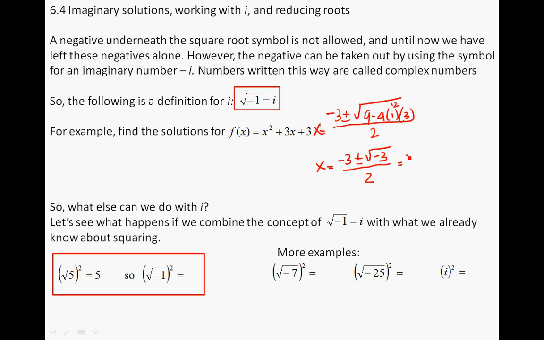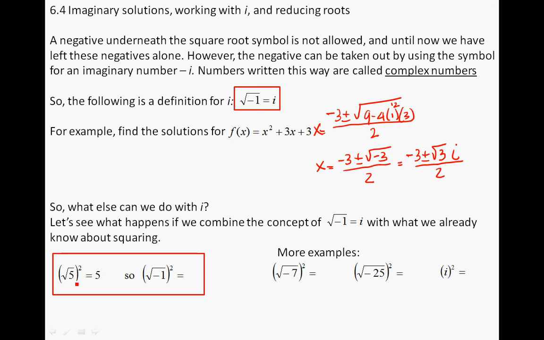But from now on, we're going to want to do this. We're going to write this as the square root of 3, and the negative, we're just going to pull it out. That's an i, and that's a 2. So now we're going to say that this quadratic has two imaginary answers: negative 3 plus the square root of 3 i, divided by 2, and negative 3 minus the square root of 3 i, divided by 2. We can do some more stuff with i. We don't just run into it with quadratics. So let's see what else we can do.